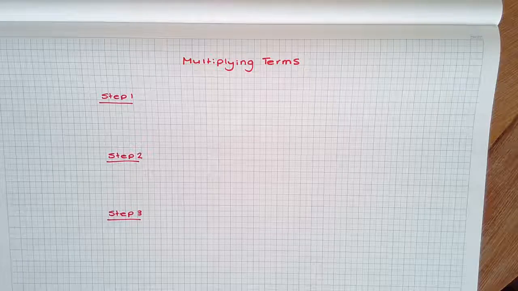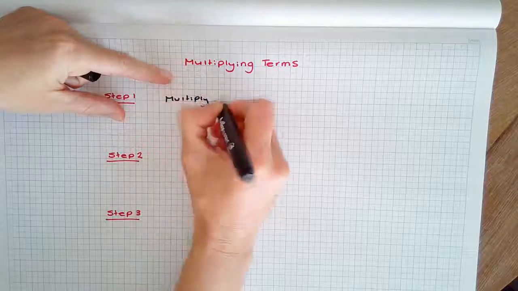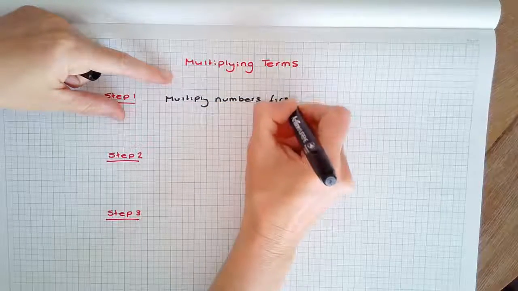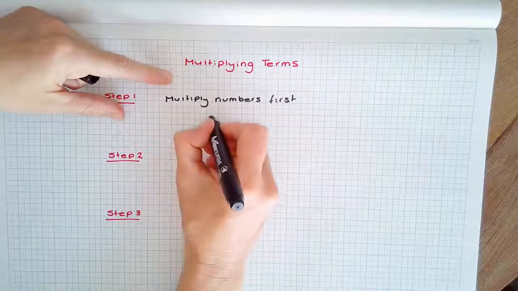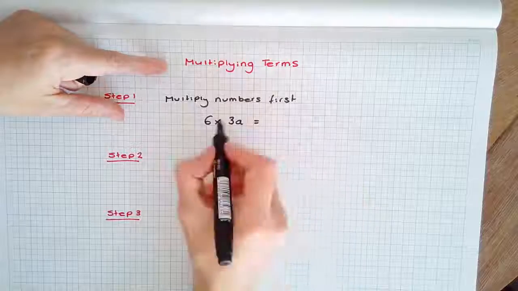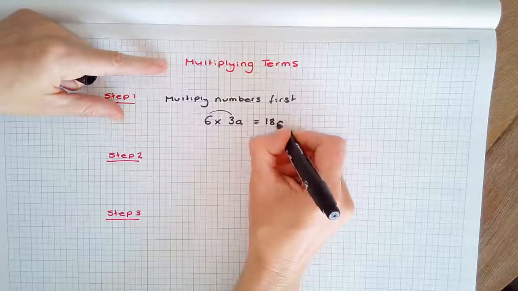Step 1, we multiply the numbers first. For example, if we had the problem 6 times 3a, we would multiply the numbers 6 times 3, being 18, times a, 18a.